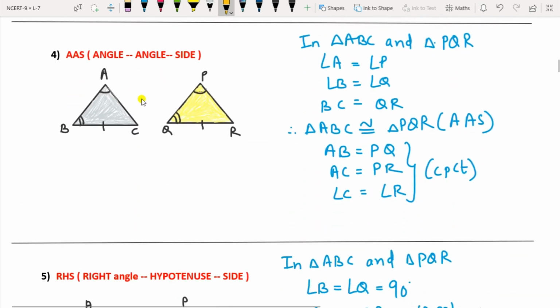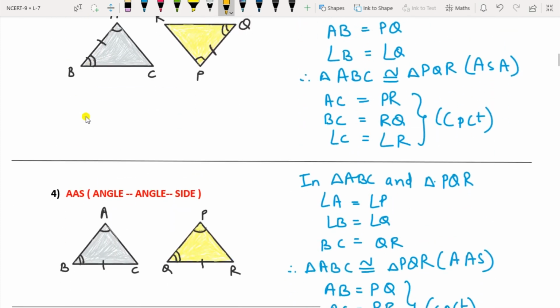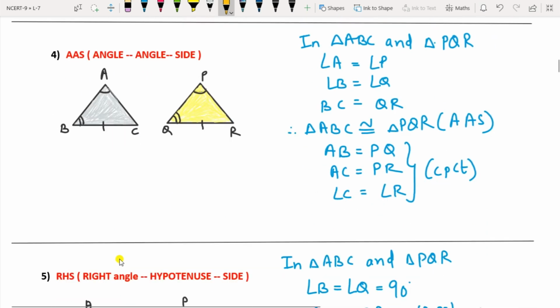Fourth one is AAS. Now what is the difference between ASA and AAS? In ASA it was two adjacent angles and the side between them. Now here it will be two angles and any of the remaining sides other than the one between them. So AAS is angle angle side. So two angles and one side make the triangle congruent if the pairs are equal, so that makes the triangles congruent by AAS. Then the remaining things, two sides and one angle, are equal to each other by CPCT.